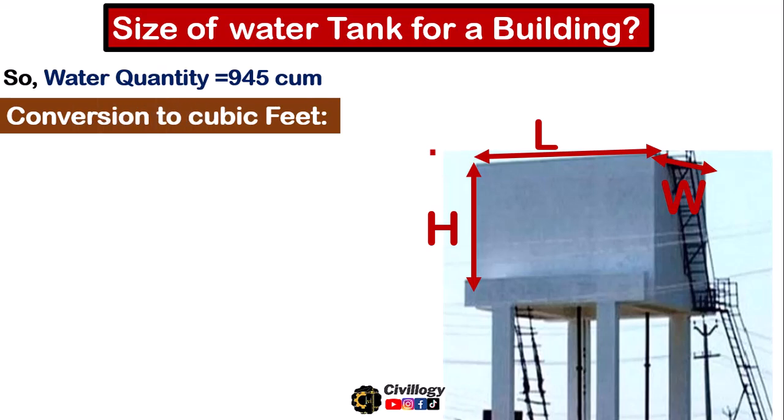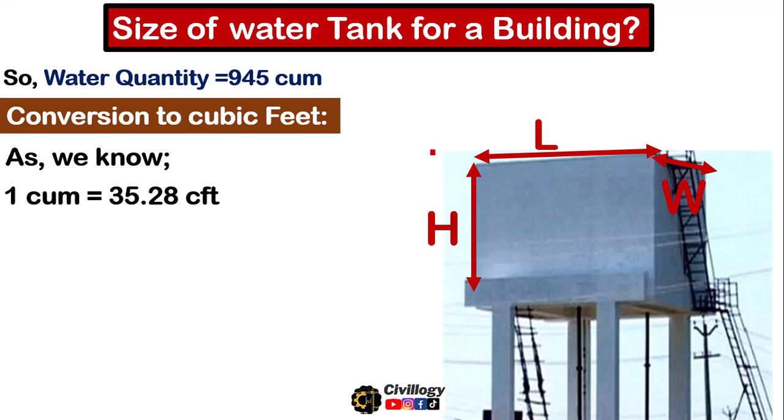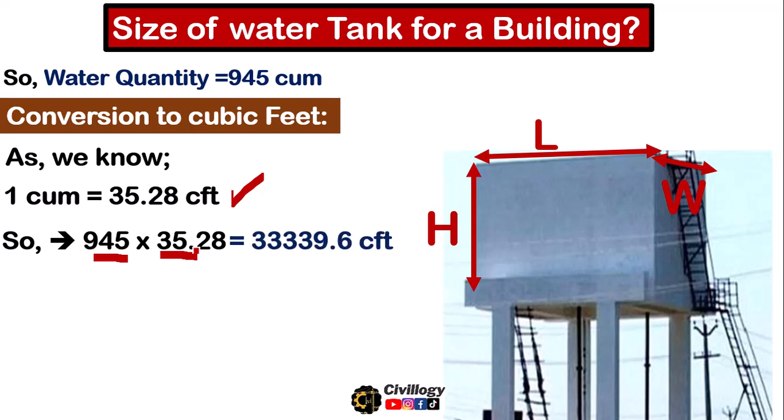Now let us convert this into cubic feet. As we have already calculated the water quantity in cubic meters, which is 945, and we already know that 1 cubic meter is equal to 35.28 cubic feet, by multiplying the volume in cubic meters by 35.28, we will get 33339.6 cubic feet. We assume that the length is 65 feet.